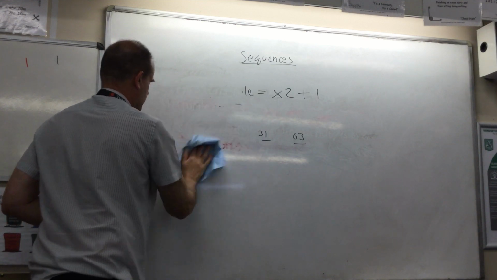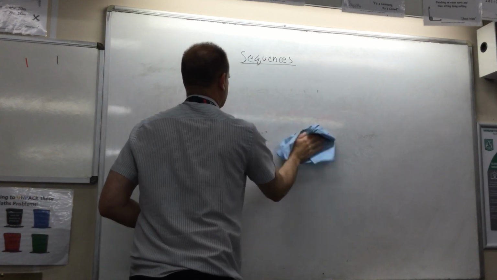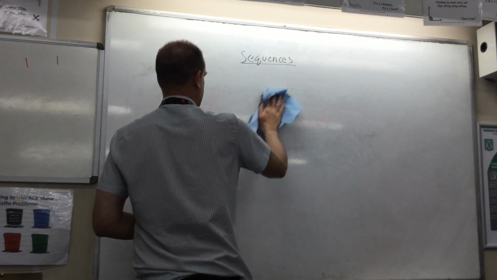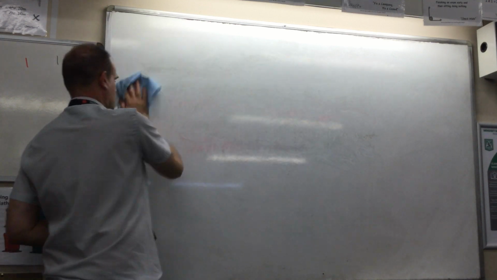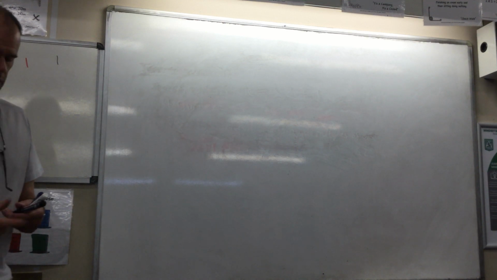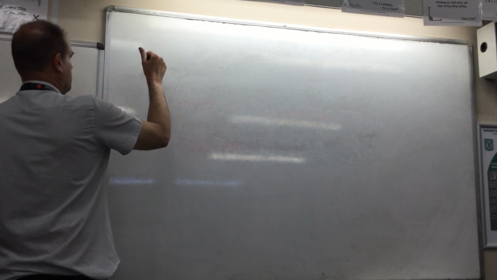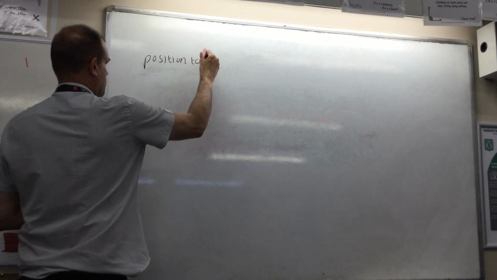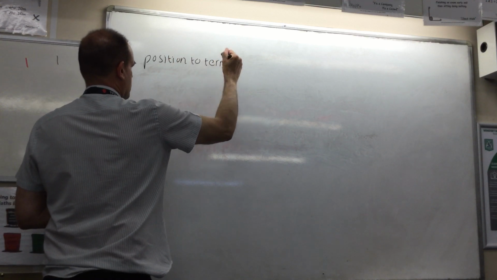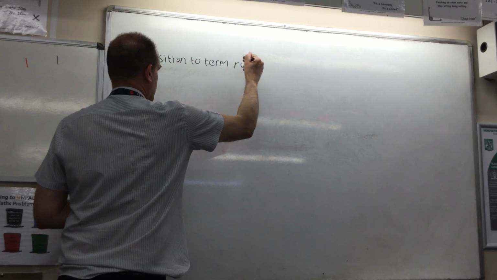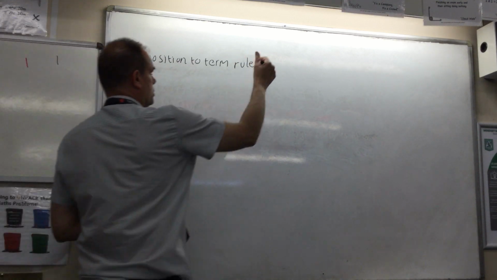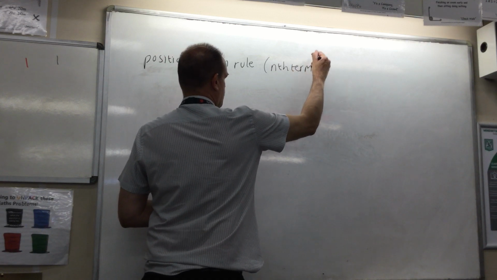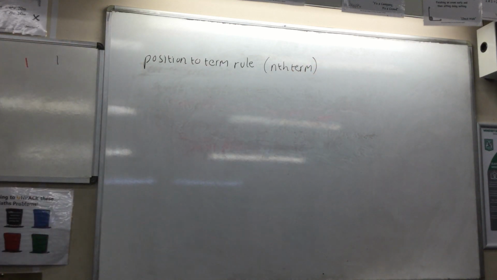There's a better way of being able to generate the terms in a sequence, and this is something called the position to term formula. So position to term rule, not term to term, but position to term rule, also called the nth term. Okay. Now, how does this work?